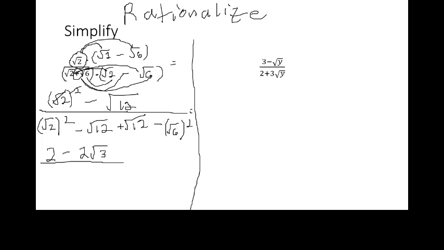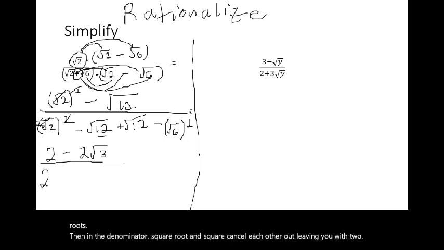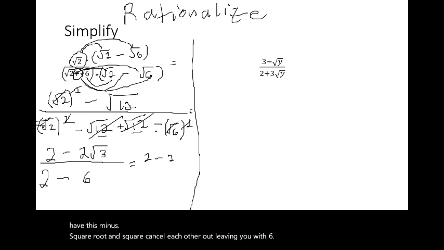Then in the denominator, square root and square cancel each other out, leaving you with 2. Negative square root of 12 plus square root of 12 are going to cancel each other out. And then we have this minus. Square root and square cancel each other out, leaving you with 6. Let's just finish simplifying. These terms in the numerator are unlike terms, so we're going to leave them like that. But 2 minus 6 is negative 4, and we're going to call that our final answer.